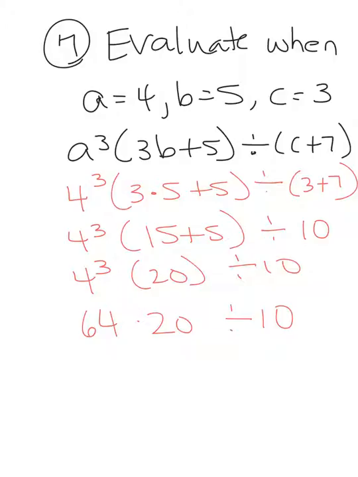Now I have multiplication and division from left to right. So 64 times 20 gives me 1,280. Divide that by 10, and my final answer is 128.